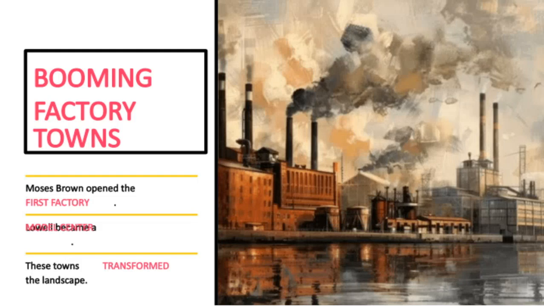Now, let's take a closer look at the landscape during this transformative period. As you can see, these towns really started to change, becoming centers of industry and innovation. Lowell, in particular, became a model center for this shift, an example of how a small town could evolve rapidly thanks to new manufacturing opportunities. This change was driven by the opening of the first factory, which was a significant milestone. Moses Brown was the entrepreneur who opened this pioneering factory, marking the beginning of a booming industrial era.